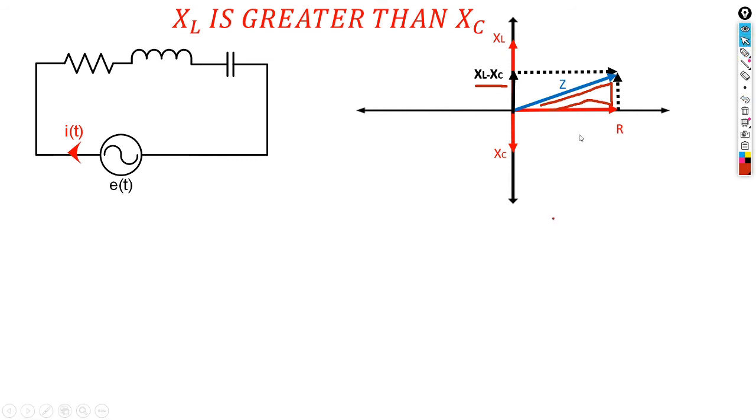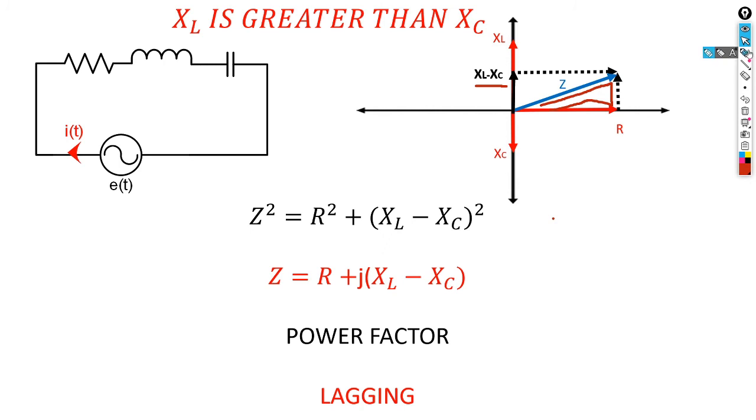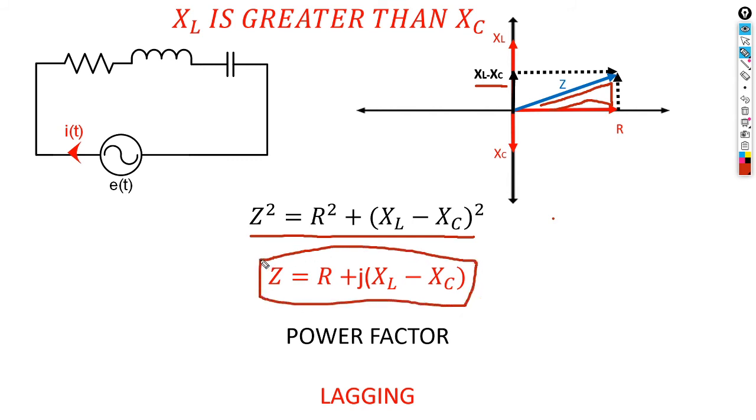If you apply your Pythagoras, you're going to have this as the equation, because of that vector: R squared plus... You use this one to calculate an unknown component, and now you use this one to calculate the total impedance, because everything should be in complex mode. And then we say when our XL, which is an inductor, is greater, we're going to have a power factor which is going to be lagging.